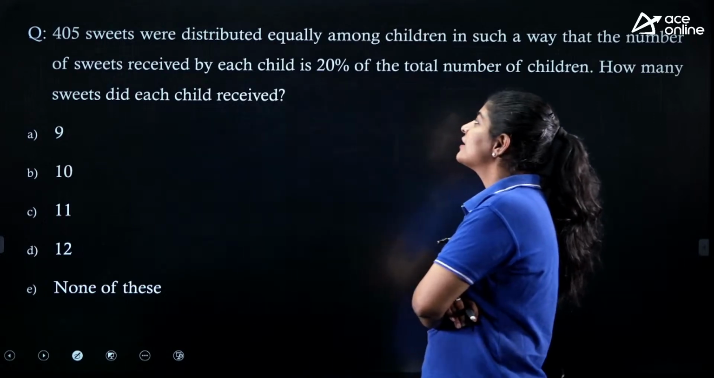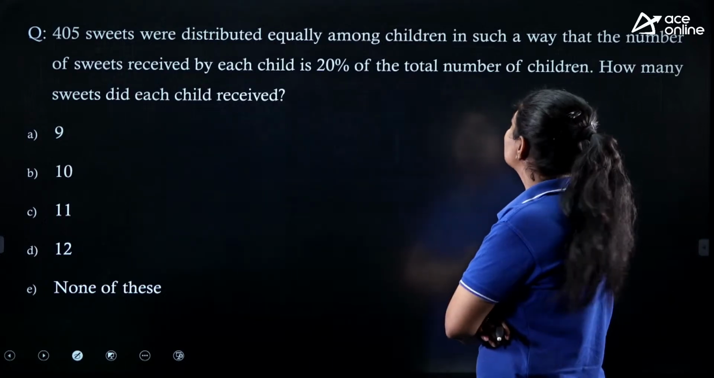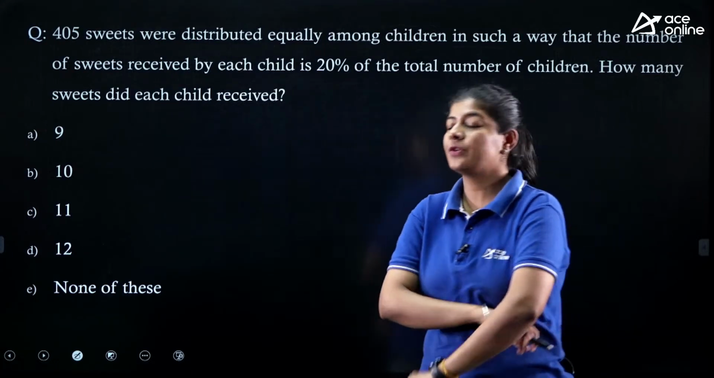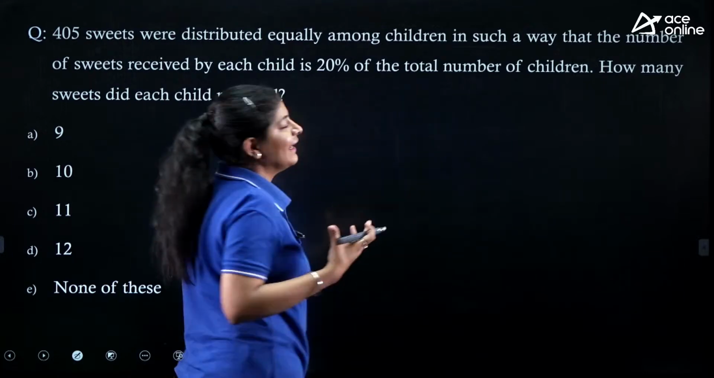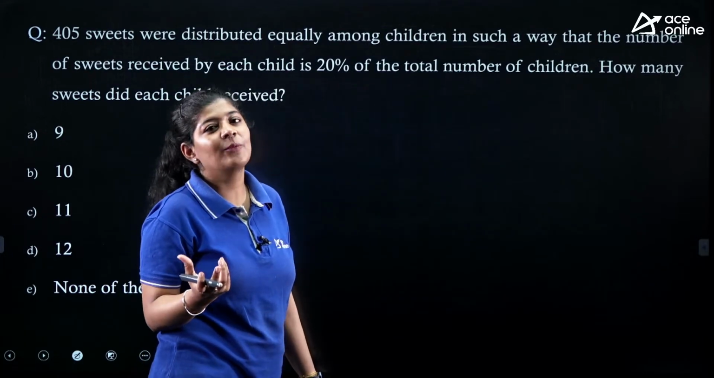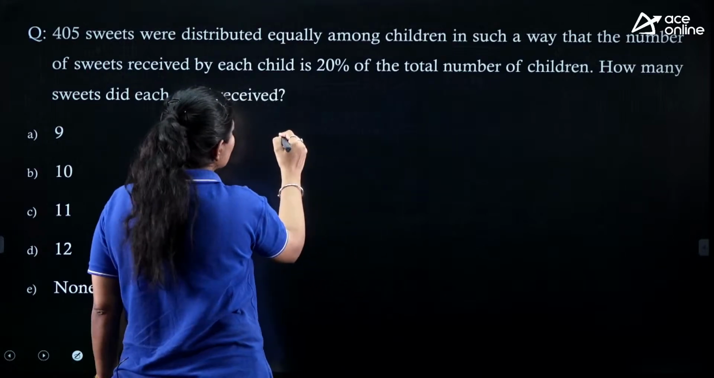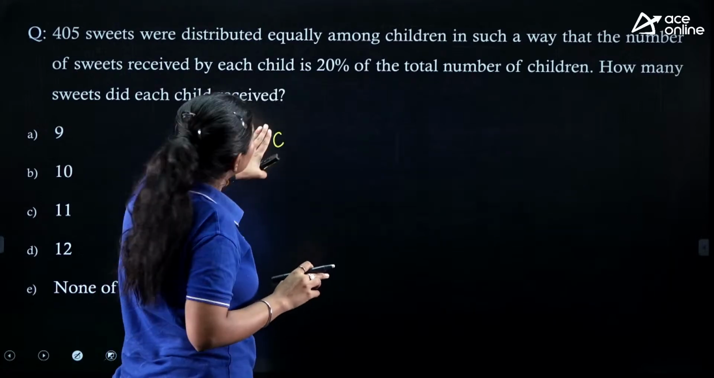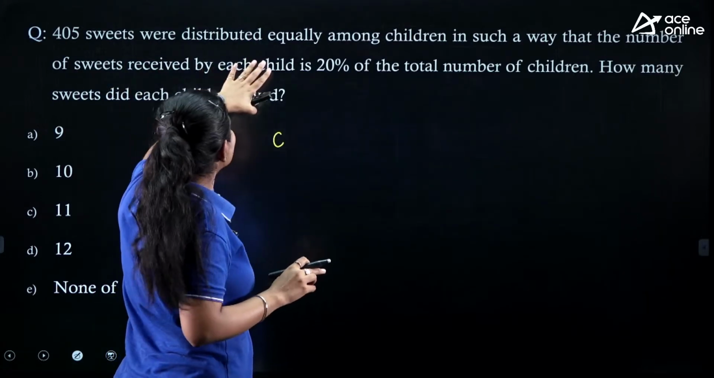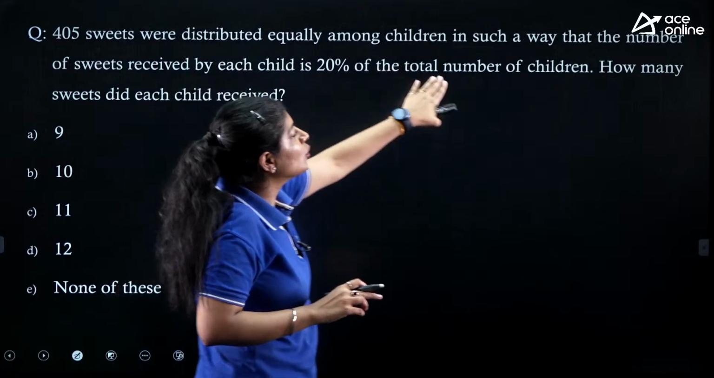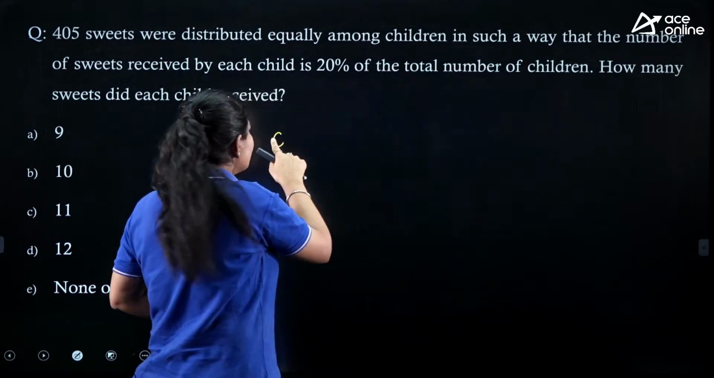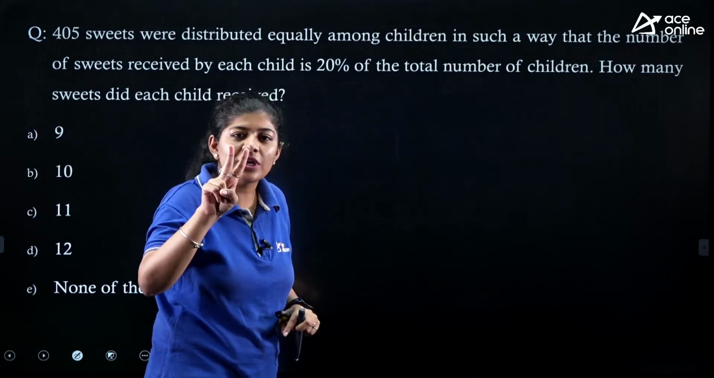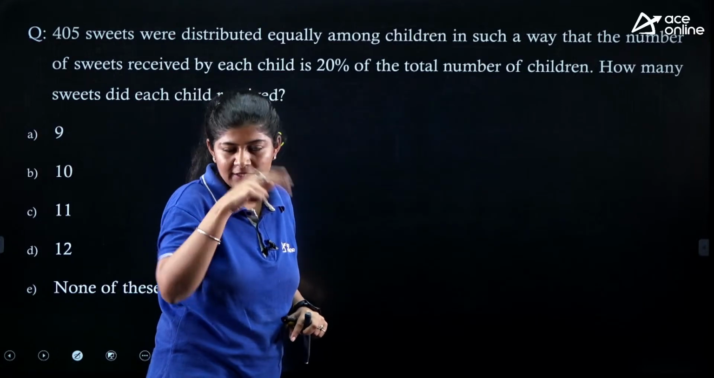405 sweets were distributed equally among children in such a way that the number of sweets received by each child is 20% of the total number of children. Do we have the information on how many children there are? No. So I am assuming that we have C number of children, right? If there is only one child, he gets one sweet. If we have two children, then each gets two sweets, right?